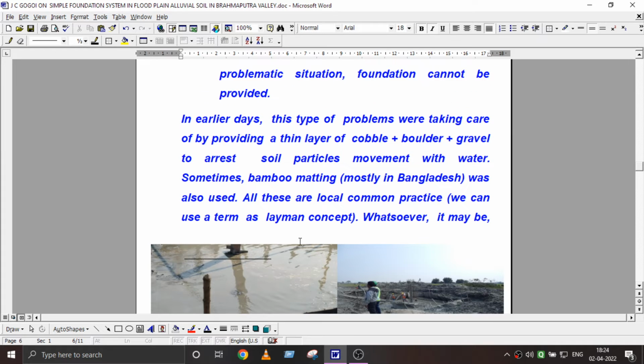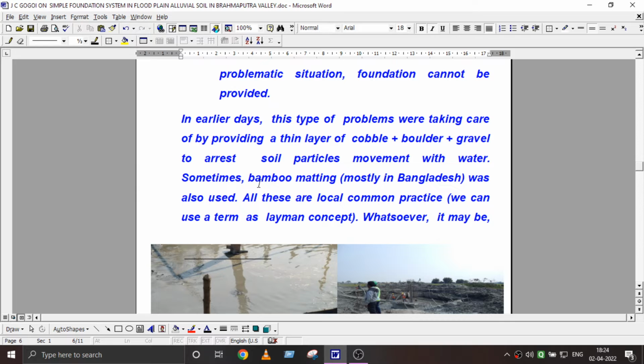In earlier days, these types of problems were taken care of by providing a thin layer of cobble, boulders, gravel to arrest soil particle movement with water.